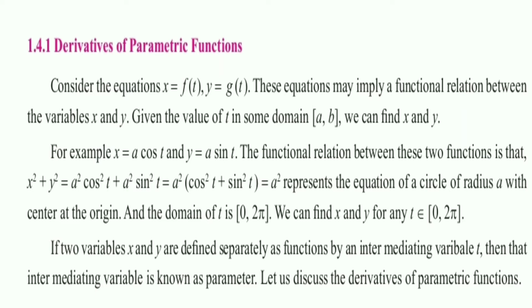This represents the equation of a circle of radius a with center at the origin, and the domain of t is the closed interval 0 to 2 pi. We can find x and y for any t belonging to the closed interval 0 to 2 pi. If two variables x and y are defined separately as functions by an intermediate variable t, then that intermediate variable is known as the parameter. Let us discuss the derivatives of parametric equations.